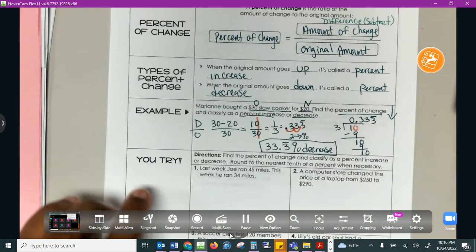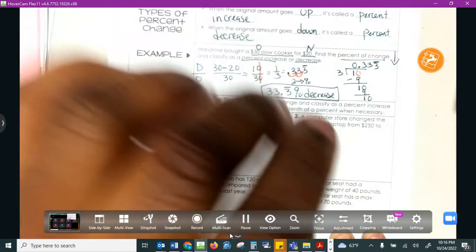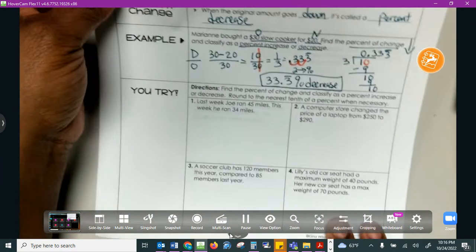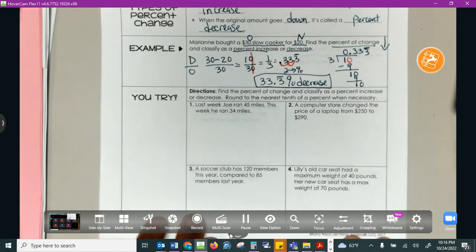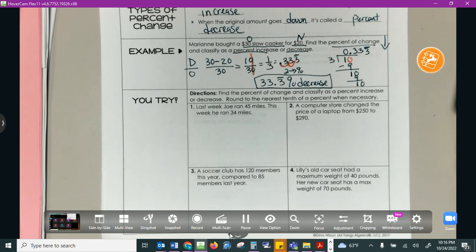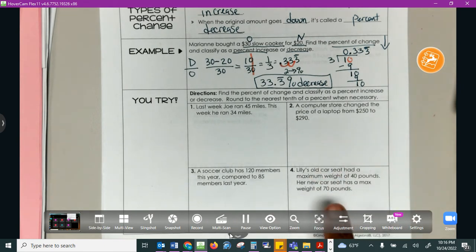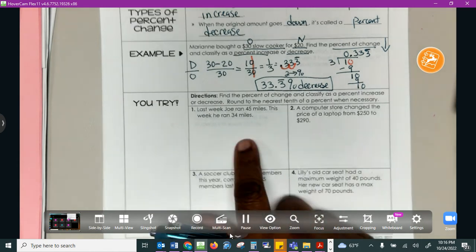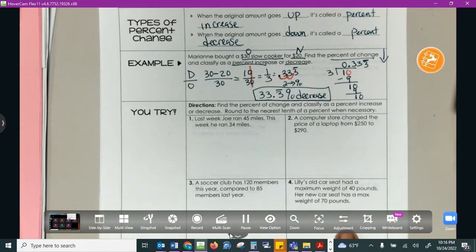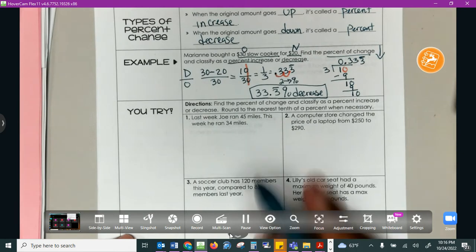Now it says you try, but we're going to do another one together, and then we'll go from there. I want you to go ahead and try as well. So we're going to do number 2 together, and then you're going to do number 4. So I'm going to do 1, 2, and you're going to do 4. All right. So last week, Joe ran 45 miles.